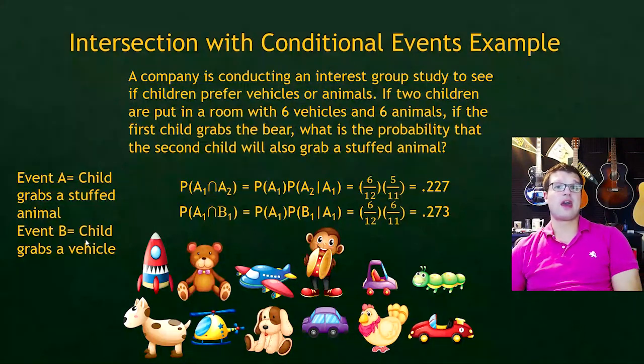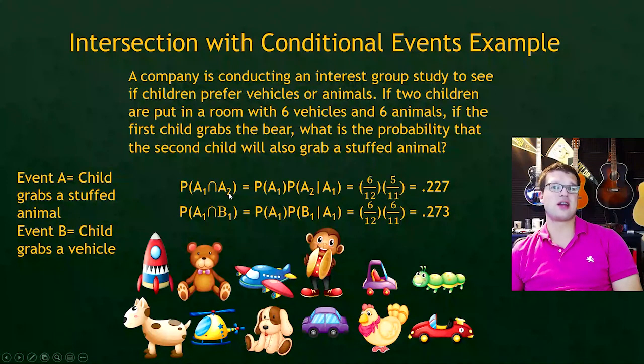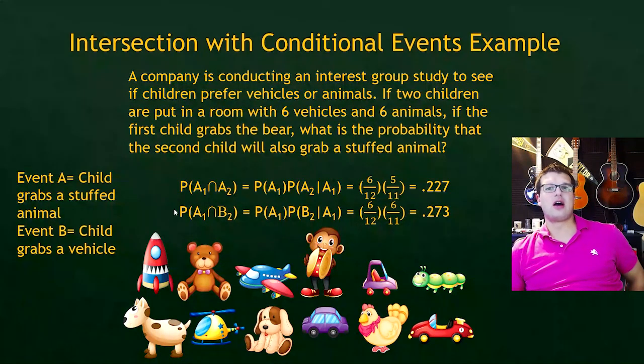So we have the probability of A sub 1. In other words, the first child grabs a stuffed animal, and the second child also grabs a stuffed animal. And you notice right over here, event A is child grabs a stuffed animal. Event B is that child grabs a vehicle. So this right here is event A for child 1. This is event A for child 2. Down here, this would be event A for child 1, and this would be event B, that should say, for child 2. Sorry, sometimes I forget. There we go. B for child 2.